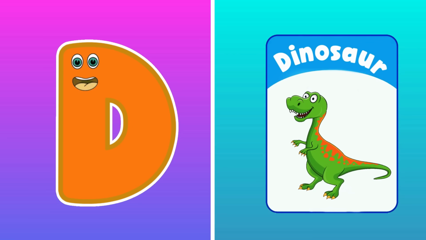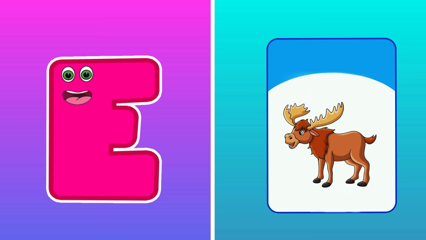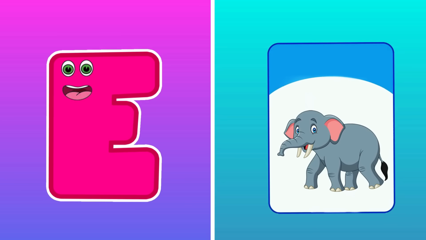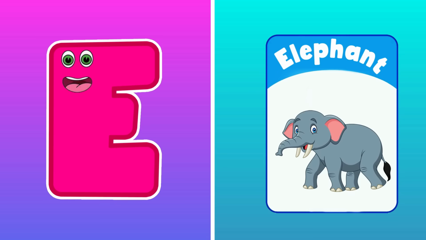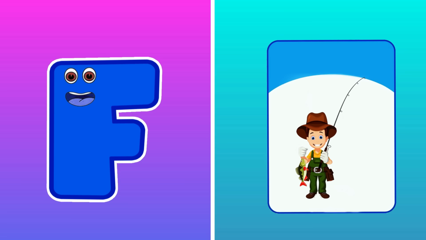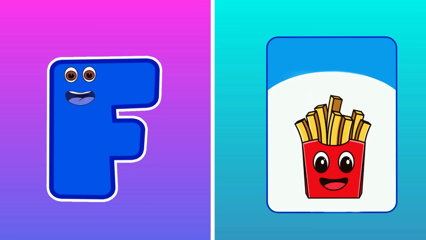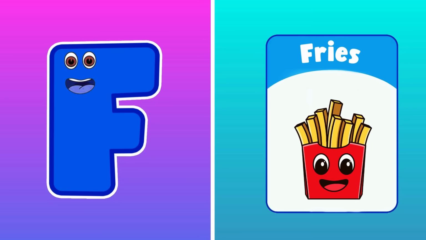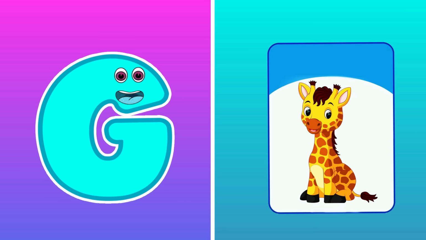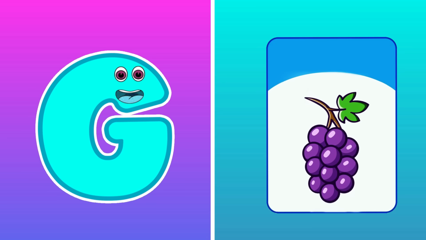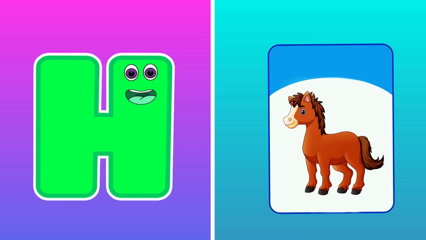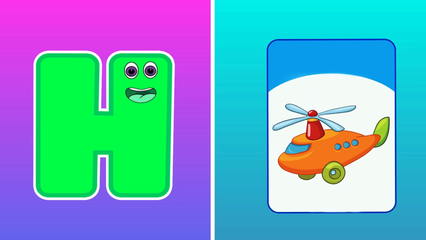E: elk, elephant. F: fisherman, prize. G: giraffe, grapes. H: helicopter.